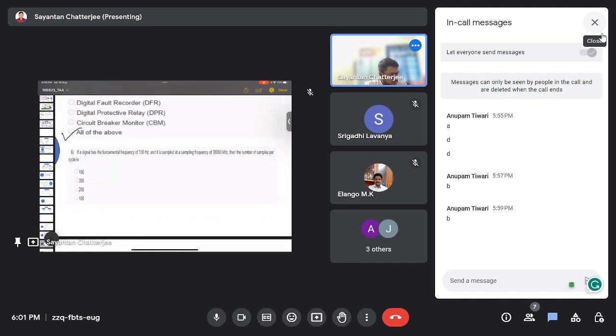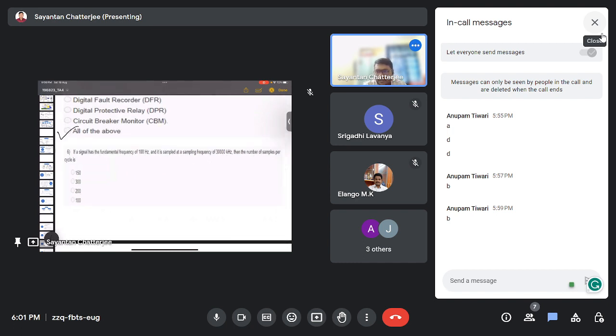If a signal has fundamental frequency 100 Hz and sampling frequency of 30,000, this one is 100, and this one is 30,000 hertz. 300, sir. Yes, 300.